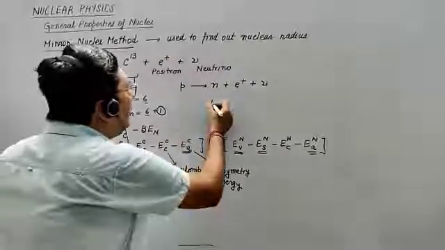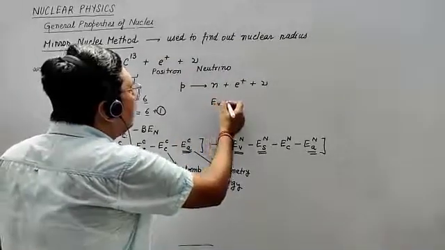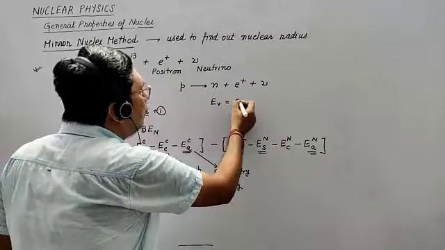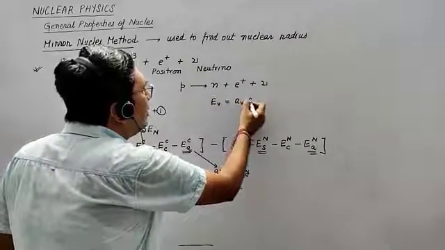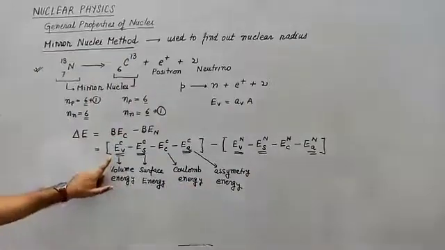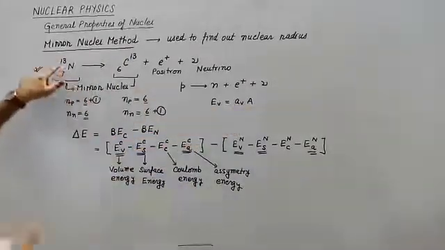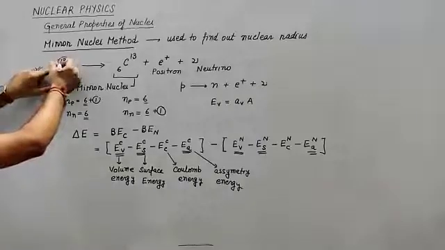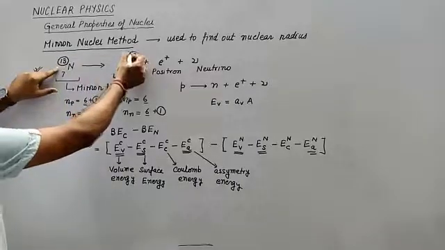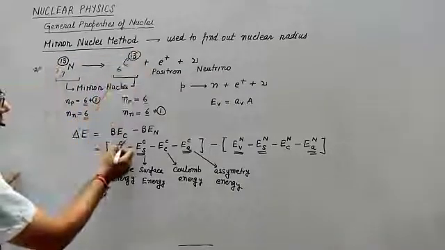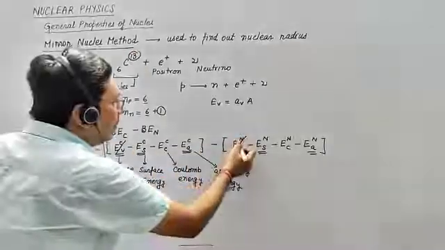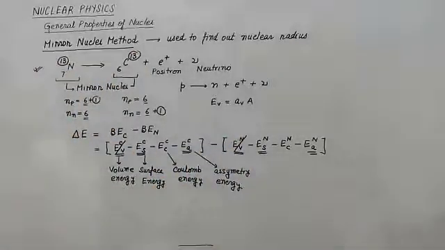What is the value of EV? EV is equal to AV into A. This is not depending upon Z. EV is depending only upon A, and the A number is the same. Here the A number is 13. This A number is the same, so automatically these 2 terms will cancel out.